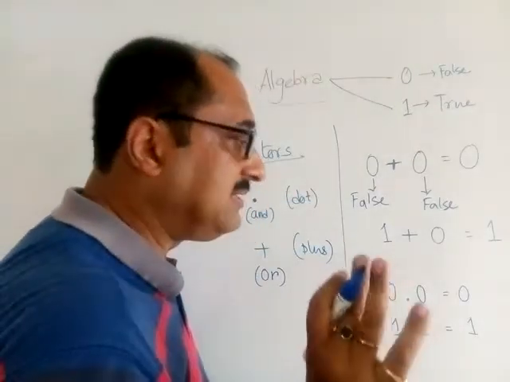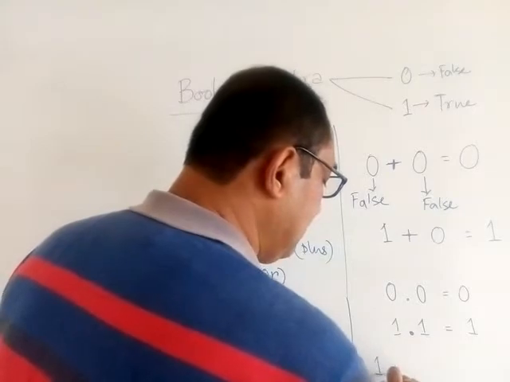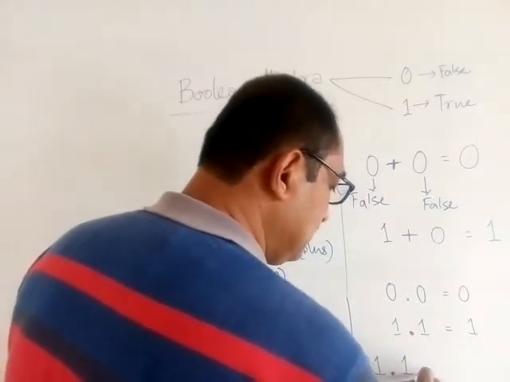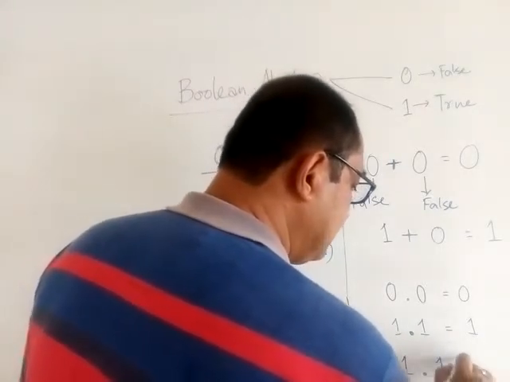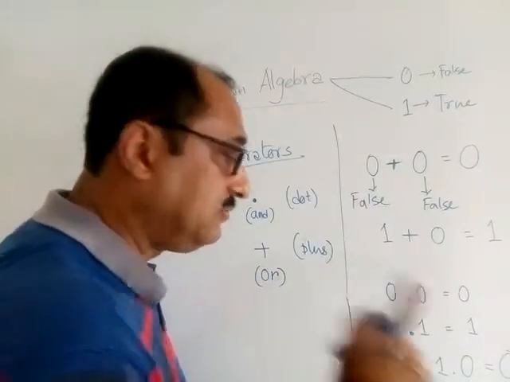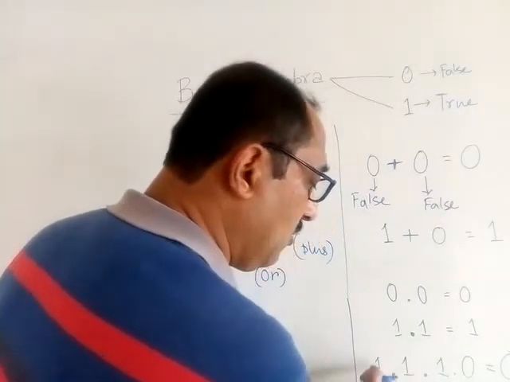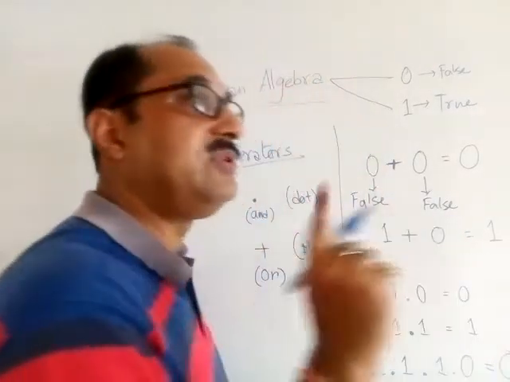I can elaborate this one with a better example. Say I have 1 dot, I have 1 and I have 0. The whole thing will become 0. Why? Because I told you the rule. The rule says all the items which are joined by this dot, each and every item has to be 1.